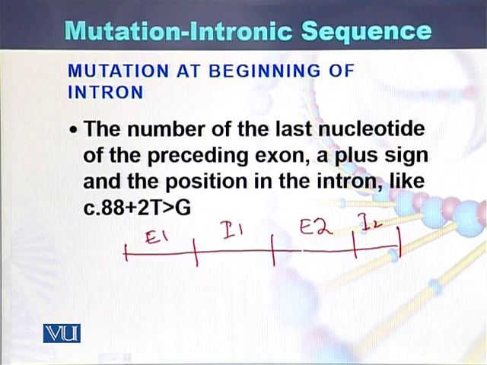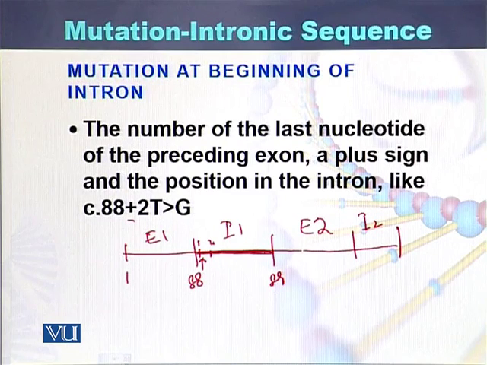If a mutation is present at the beginning of an intron, it is represented by a plus symbol. Take the example that exon 1 is from nucleotide 1 up to nucleotide 88, and the next nucleotide of the coding sequence will be 89. So if a mutation is present within the intronic sequence, how do we write it? This is nucleotide 1 of the intron, this is nucleotide 2 of the intron.